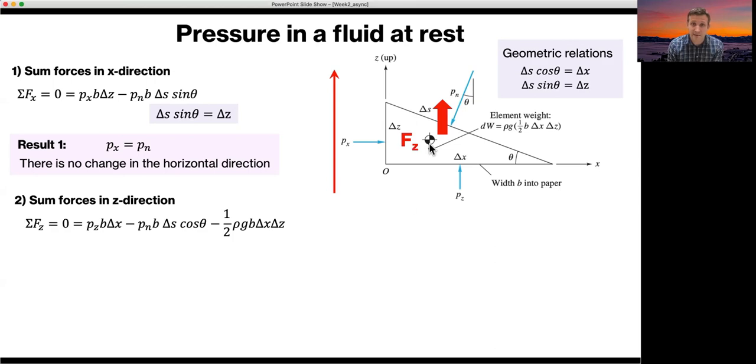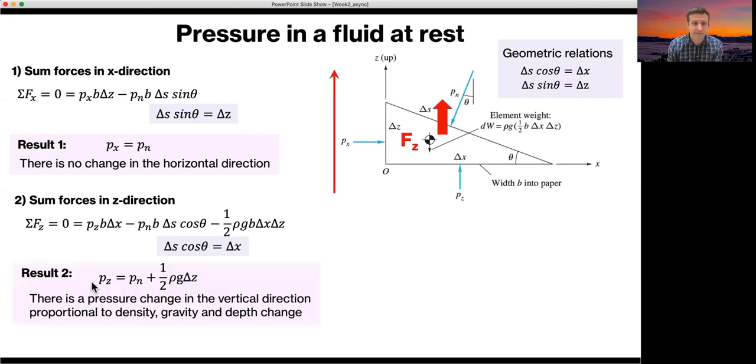We also, in this case, have to account for the weight. And this is going to be the term that we introduced on the last slide. So rho times g times half B delta X delta Z, which is introduced here. And it's negative because it's going against the direction Z. Again, we can simplify that by using the substitution delta S cos theta is equal to delta X. And we're then left with an expression that says the pressure in the vertical direction is equal to the normal pressure, or the pressure Pn, plus half times the density times gravity times the delta Z, the vertical distance.